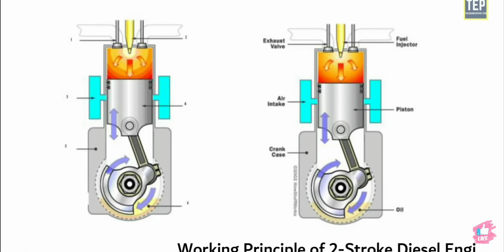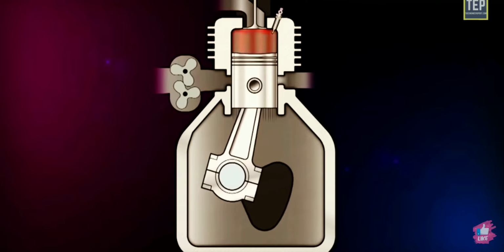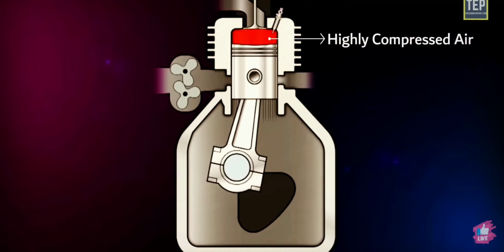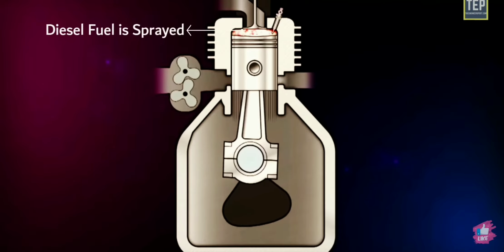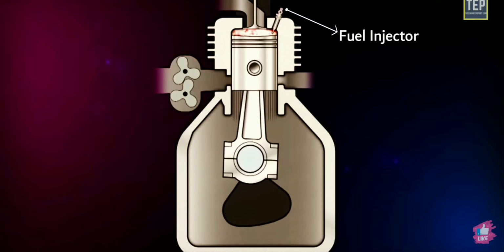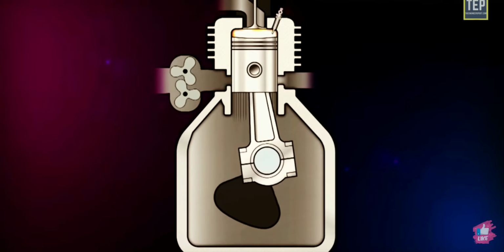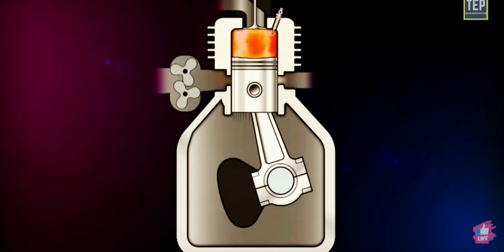2-stroke diesel engine. It works the same as the petrol engine, but it injects diesel at the end of the compression stroke. When the piston is at the top of its travel, the cylinder contains a charge of highly compressed air. Diesel fuel is sprayed into the cylinder by the injector and immediately ignites because of the heat and pressure inside the cylinder. The pressure created by the combustion of the fuel drives the piston downward. This is the power stroke.